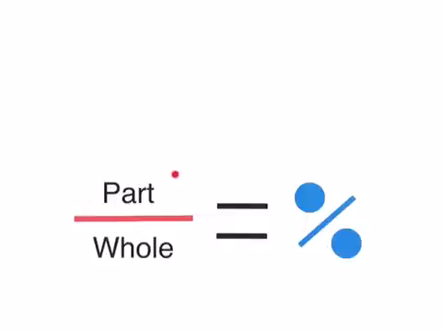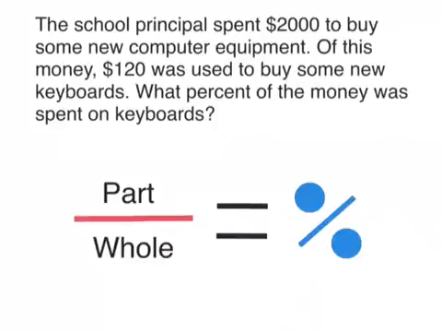Last time we were looking at when we don't know the part. This time, we'll be looking at something different. Let's check out this problem. The school principal spent $2,000 to buy some new computer equipment. Of this money, $120 was used to buy some new keyboards. What percent of the money was spent on keyboards?